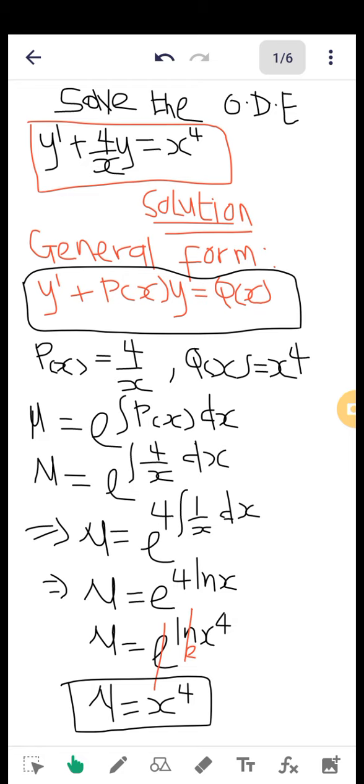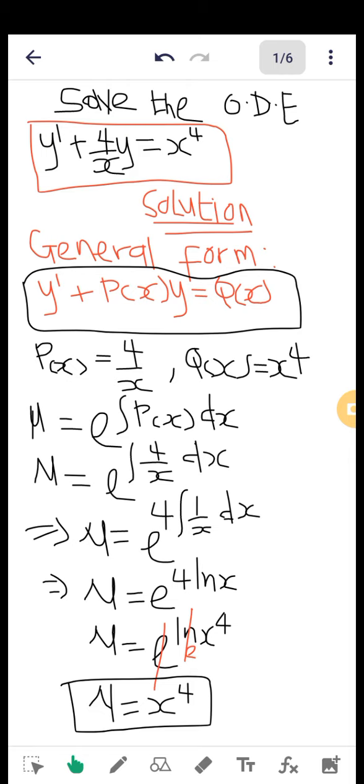Second, it is a linear differential equation because the highest order is 1. Also, I can boldly say it is linear because there is no product of the derivative and the dependent variable. This is a function 4 over x. This is not a derivative. So I can boldly say this is a linear equation. So all the conditions are satisfied.